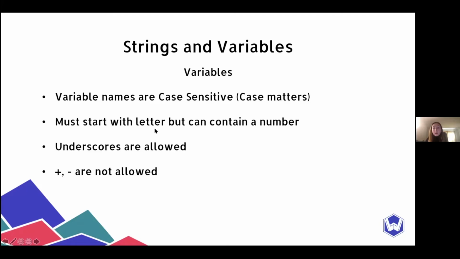I could have fruit_1, fruit_2, fruit_3 as well. But there are certain characters that aren't allowed, like the plus sign, a comma, a minus sign, and that's just a few. But you will frequently see underscores and numbers in variable names. It just cannot start with a number.